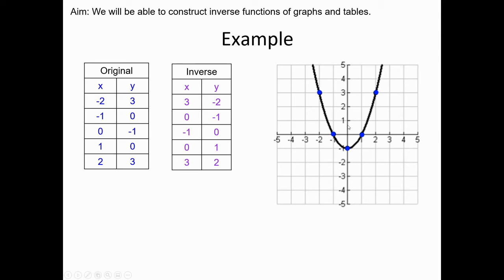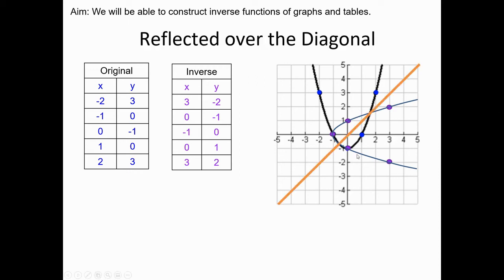Now, when we take a look at this graph here, let's try to graph these new points. So let's graph 3, -2, 0, -1, -1, 0, 0, 1, and 3, 2, and then we connect them. So this is what the inverse function graph would look like. And if you ever wonder how you can tell if you graphed this properly, if you draw a diagonal and tilt your head to the side, you'll notice that the upper part and the bottom part of the diagonal are pretty much perfect mirror images of each other. So there's that for graphing.